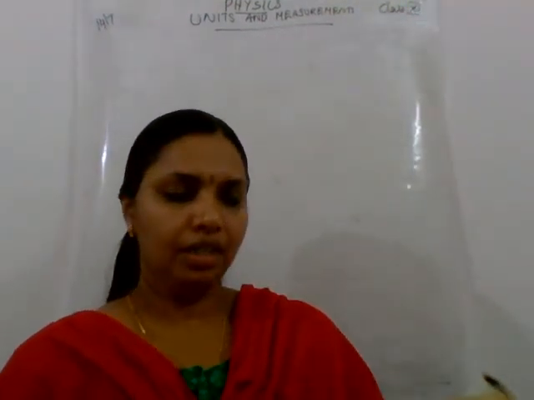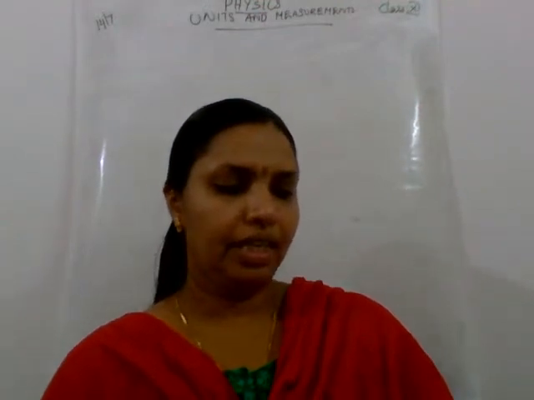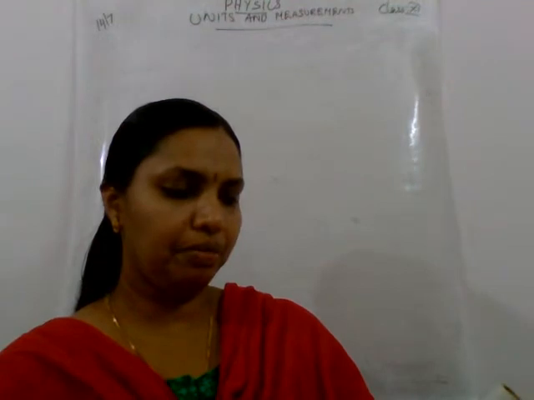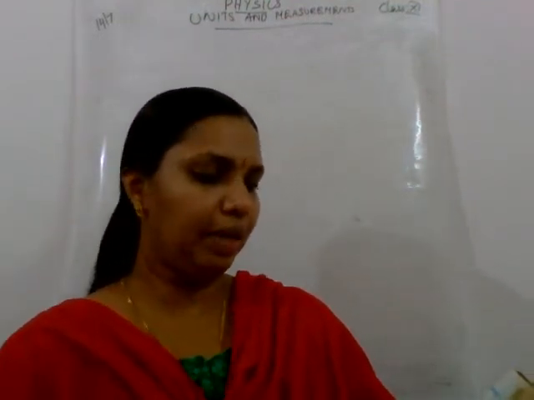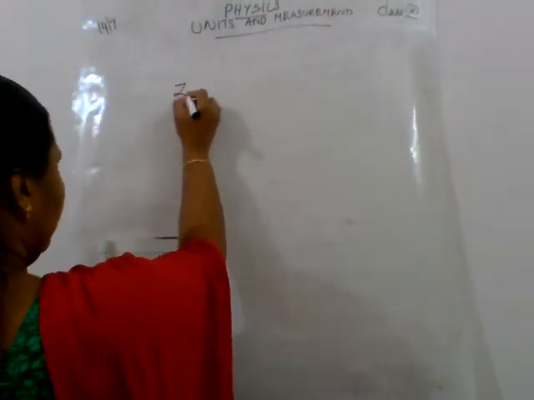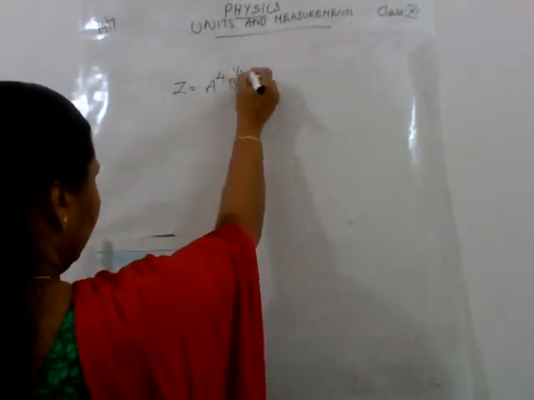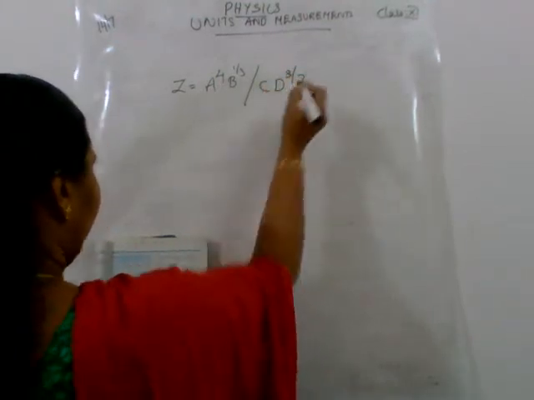Then the next question, same page 2.11. Find the relative error in Z if Z is equal to a raised to 4, b raised to 1 by 3 divided by c d raised to 3 by 2. That is the question. Here the power is coming. So Z is equal to a raised to 4, b raised to 1 by 3 divided by c d raised to 3 by 2.